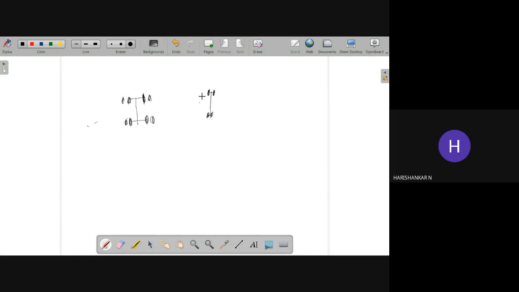Here these are known as twin wheels. Okay, twin wheels.